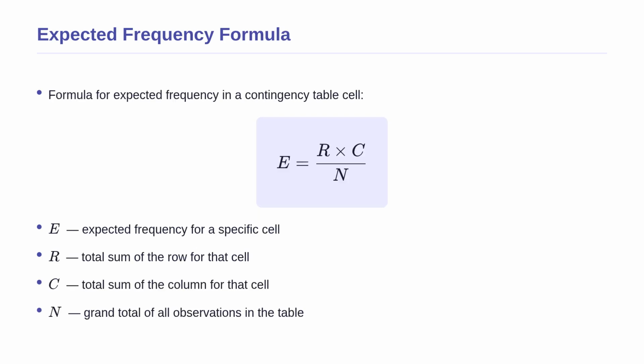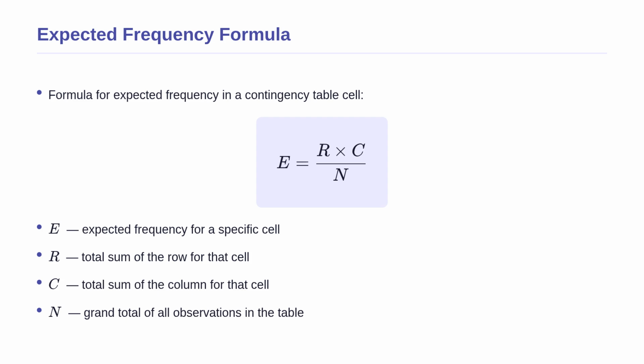This brings us to the mathematical tool we use to analyze these tables: the expected frequency formula. Conceptually, this formula calculates what the count in a specific cell should be if there was absolutely no relationship between the row attribute and the column attribute. Let us break down the symbols.